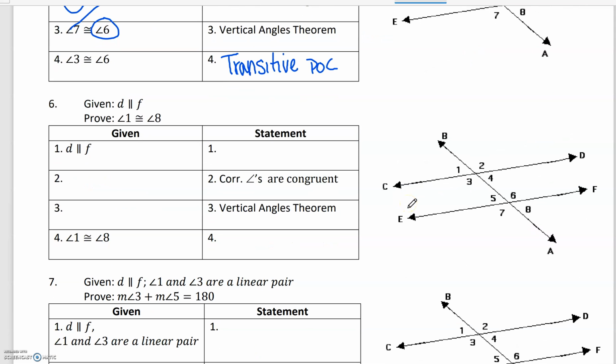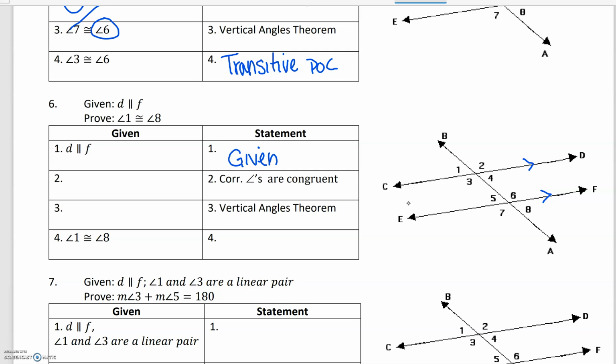All right, down here, given. And if we were trying to prove the lines parallel down here, we would just need to make sure that we had converse. Remember, what proves parallel? Converse. But we already know that it's parallel because it's given.